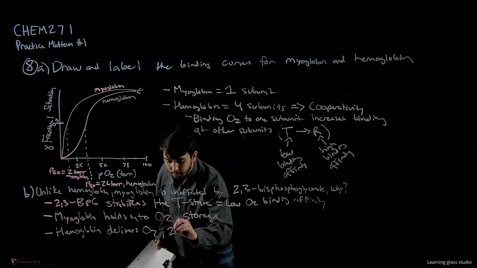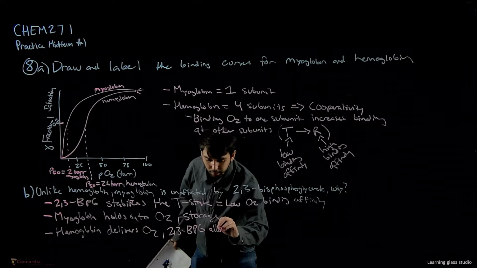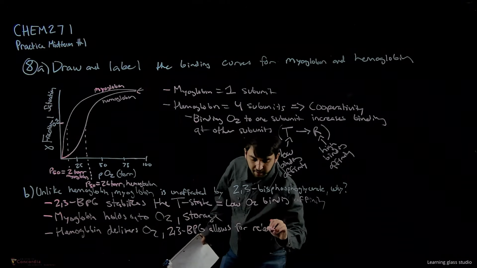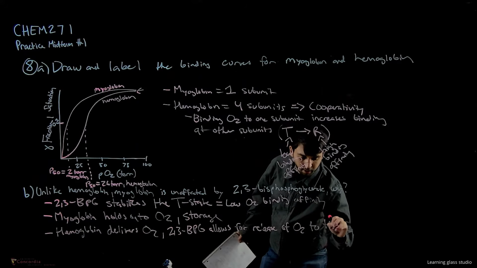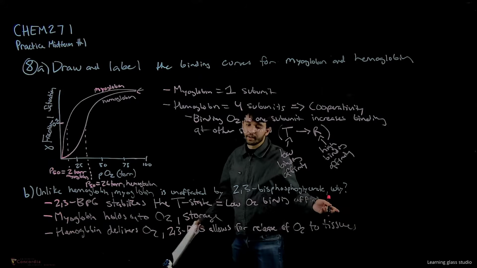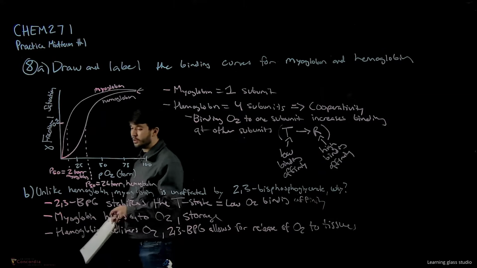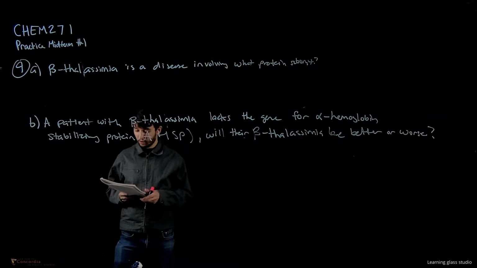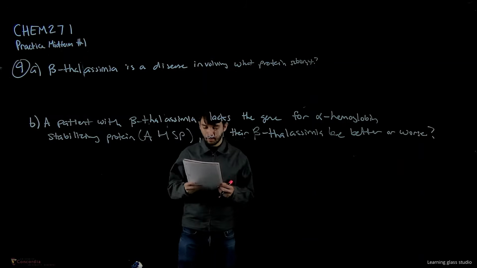So 2,3-BPG allows for release of O2 to the tissues, which is not something that myoglobin needs to do because it is used for oxygen storage. All right, for the next question, continuing with hemoglobin, beta thalassemia is a disease involving what protein subunit?